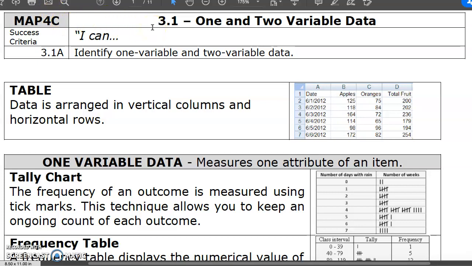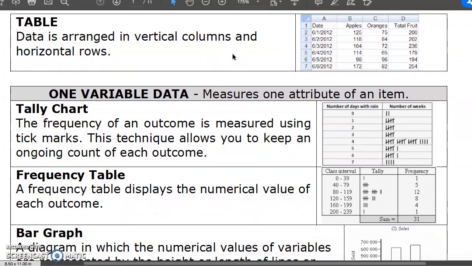MAP4C 3.1, 1 and 2 variable data. What we're going to try to establish is the different types of data that can be recorded and the different ways to present that information. Hopefully by the end of this lesson we can distinguish between 1 variable data and 2 variable data.